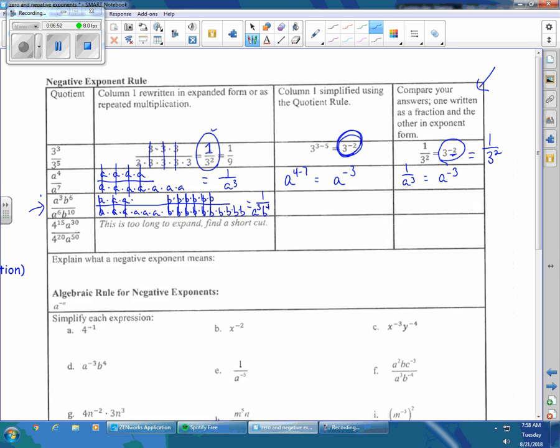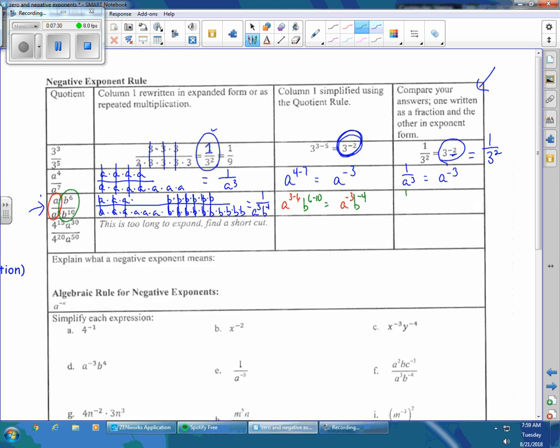See, when I use my shortcut, I've got to keep my like terms or my bases together. So I've got a to the 3 minus 6, and then I've got b to the 6 minus 10, which is going to give me a to the negative third, b to the negative fourth. I went ahead and color-coded that so that you saw I was taking the a terms first and then the b terms.